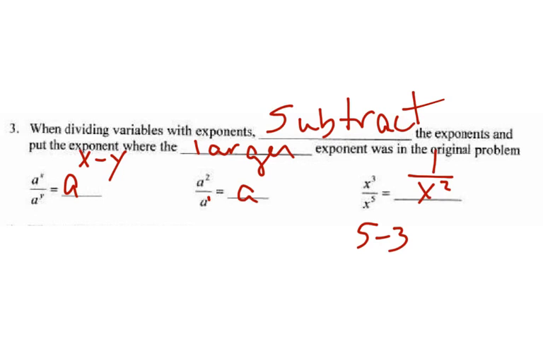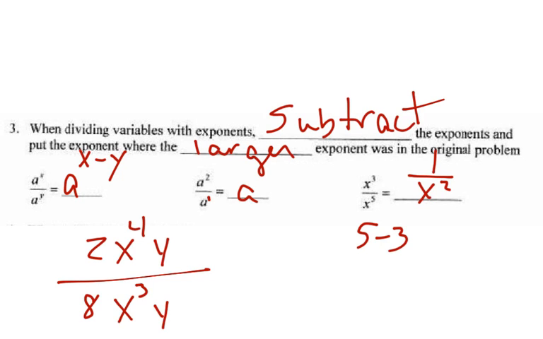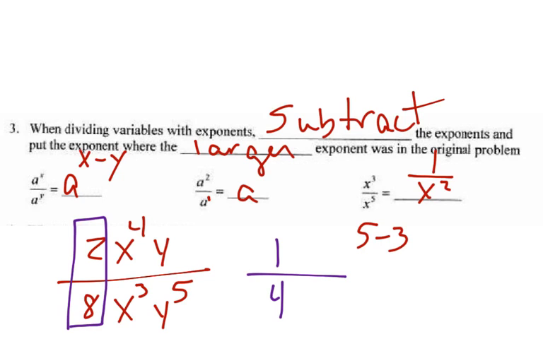If you had something like 2x to the fourth y over 8x to the third y to the fifth. Okay? First thing you want to do is deal with your coefficients. Just like normal, it's a fraction. Reduce it. 2 over 8 reduces to 1/4. Then you look at your x. 4 is bigger than 3, so my x goes in the top. 4 minus 3 is 1, so it's just x to the first.